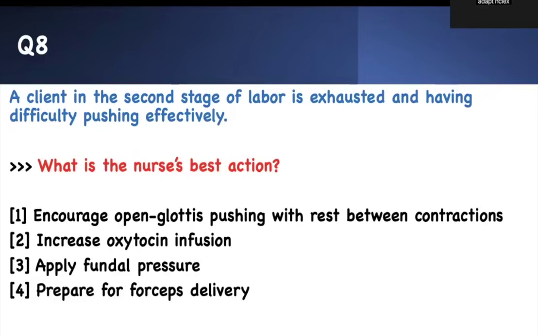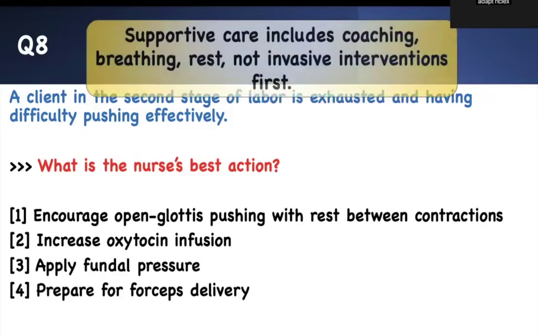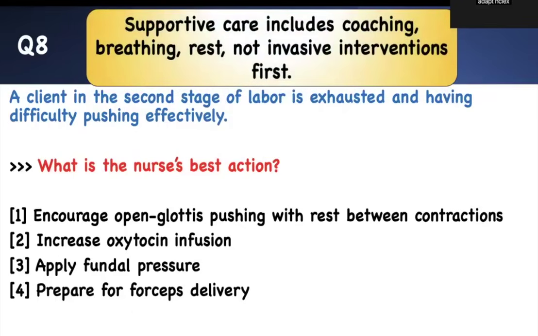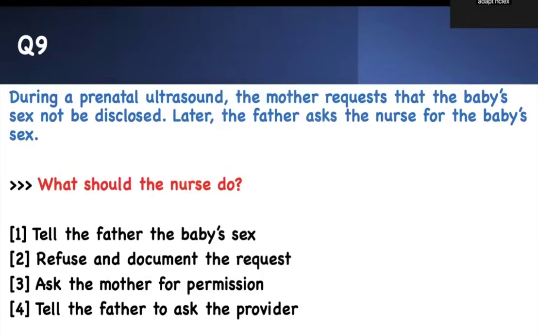Now you're left with 1 and 4. Do you want to help the mother, or do you want to use forceps delivery? There is no evidence that the baby is in trouble. Therefore, maybe the mommy is not pushing effectively, right? So help them. Encourage open glottis pushing with rest between contractions. And this is the way you push. Supportive care includes coaching appropriately, breathing technique, rest, and non-invasive intervention before you use forceps. You see how you can answer this question. You don't know everything, but you have to use the test-taking strategy. You can master it. Number 1, right answer.